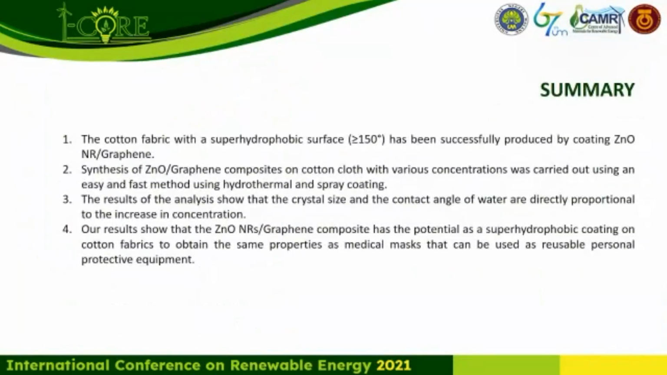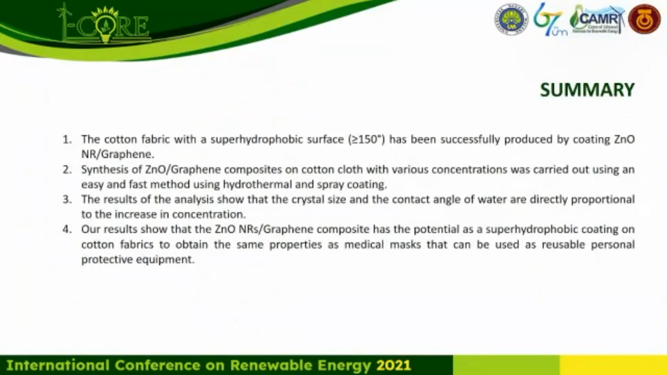Summary: the cotton fabric with a superhydrophobic surface has been successfully produced by coating ZnO graphene. Synthesis of ZnO graphene composite on cotton cloth with various concentrations was carried out using an easy and fast method using hydrothermal and spray coating.